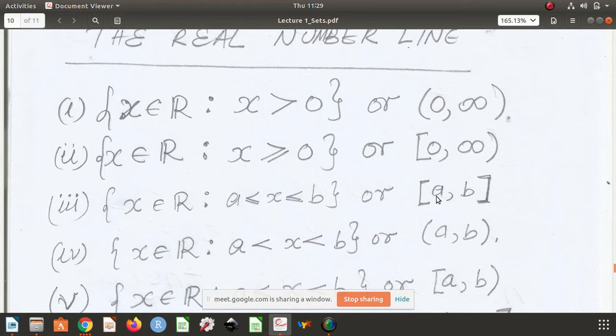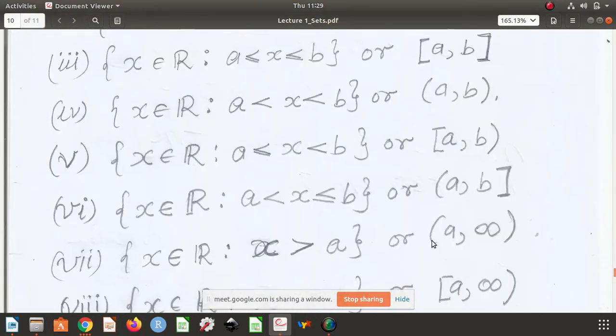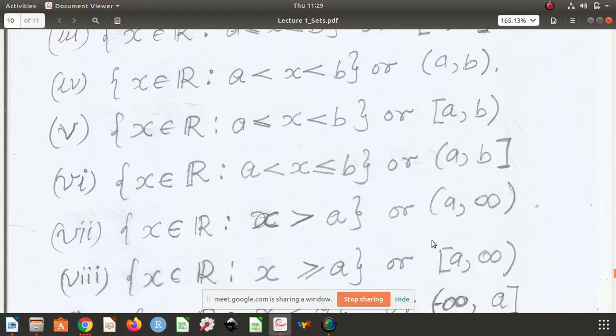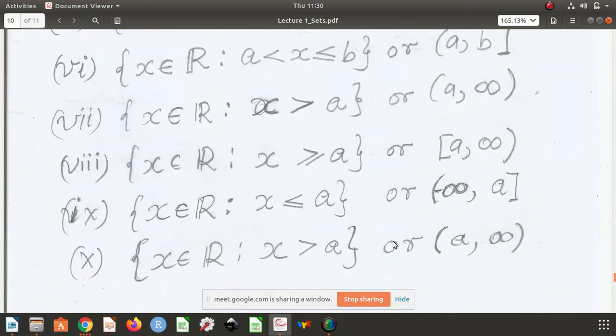So this is a closed interval from A to B. This one is an open interval from A to B, where A and B are not part of the interval. That's why it's called open. Then the rest have different types. This is half open. It's closed on one side and open on the other end. This is also half open. It's numbers between A and B, including B, but not including A. So this goes on and on.